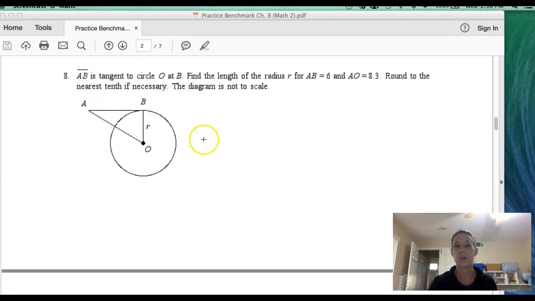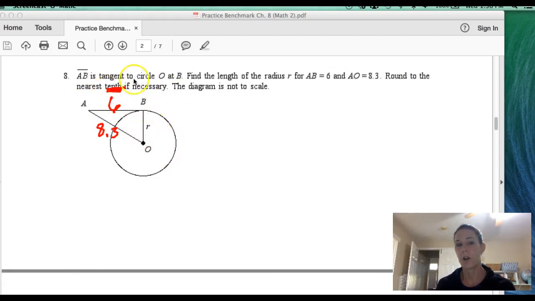AB is tangent to circle O at B. Find the length of the radius R. So this time we're going to find the radius. They tell us AB is 6, so always write it out. AO is 8.3. This is 8.3. We're going to round to the nearest tenth, so pay attention to that.